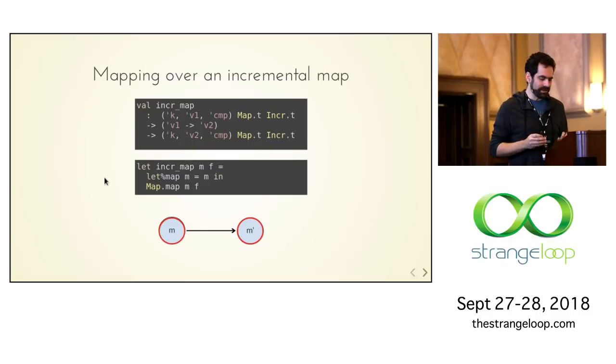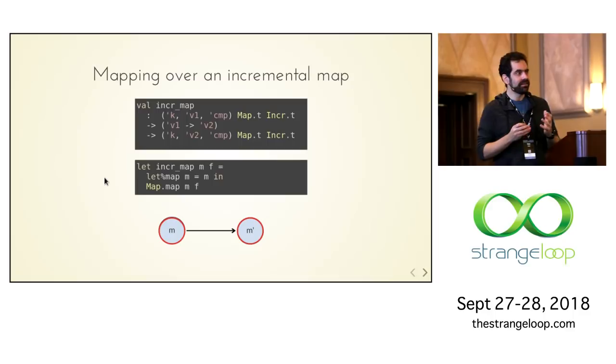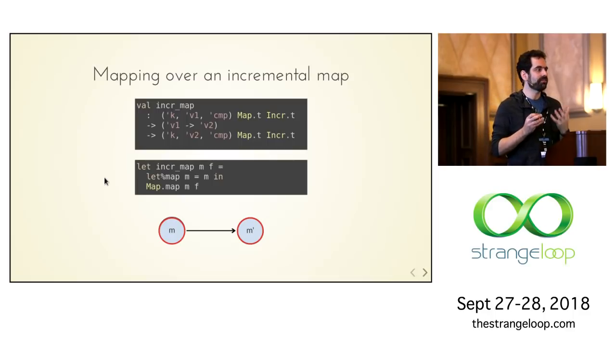And what we're going to do in the end is take advantage of diffability, right? The fact that functional data structures often admit efficient diffing algorithms.